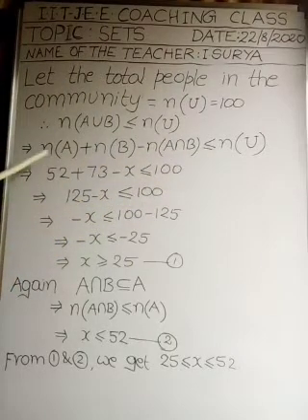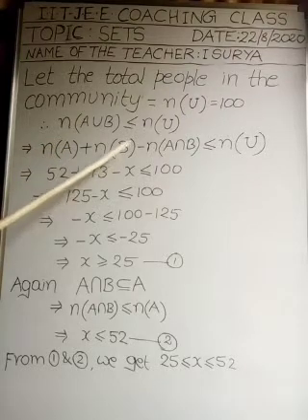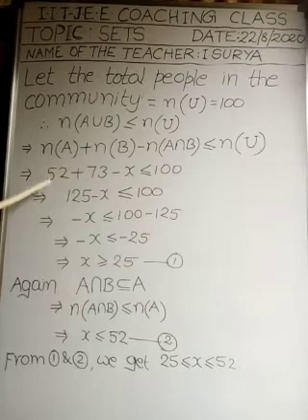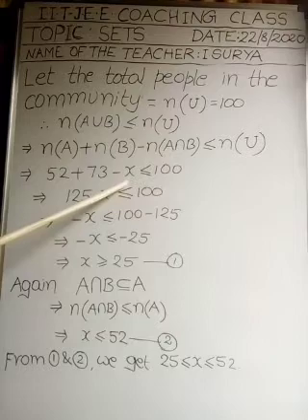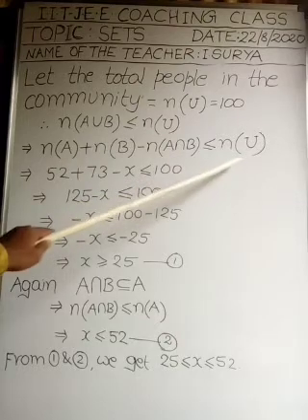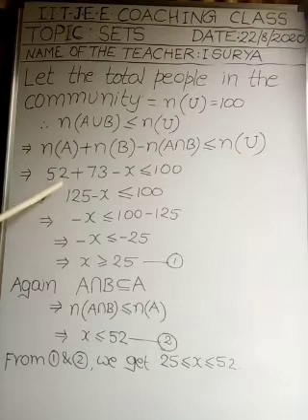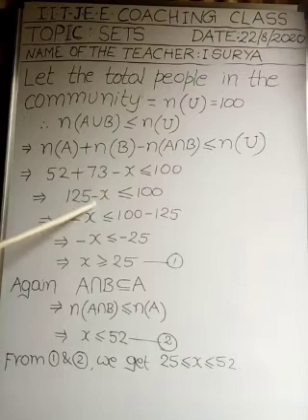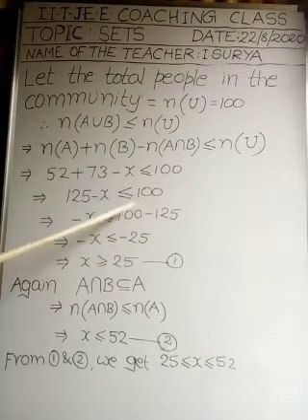Understood this step, my dear children? Right. This implies in the LHS, I substituted the values of n of A, n of B, and n of A intersection B. Then we get 52 plus n of B, 73, minus n of A intersection B, which is X, less than or equal to n of the universal set, which is equal to 100. Understood this step? Right. This implies by simplifying these two terms, 52 plus 73, what will you get here? 125 minus X. Understood this LHS part? Right. Less than or equal to, we wrote the RHS part 100 as it is. Understood this step?